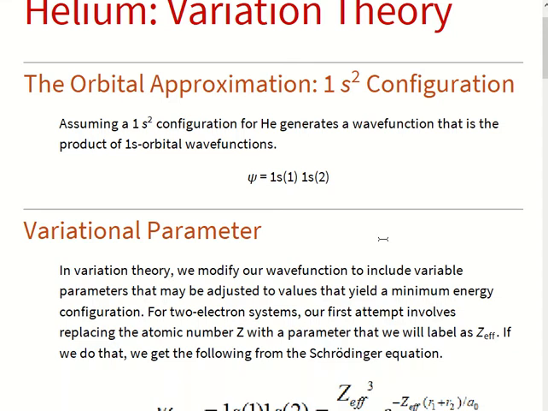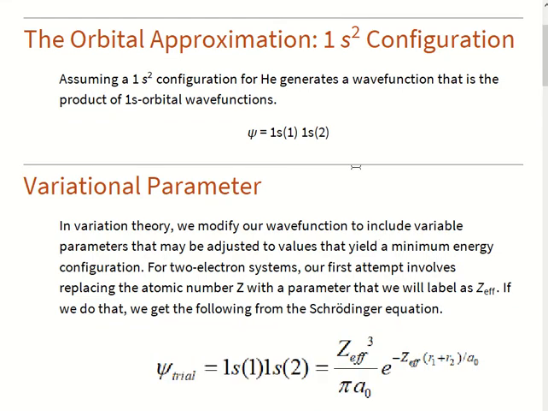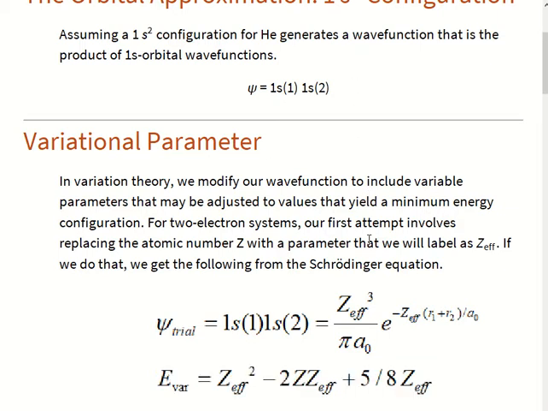Now, in variation theory, we start with a trial function, essentially an educated guess as to a wave function that could be applied to the system. And again, this 1s2 electron configuration is our trial wave function that we're going to use as our starting point. The idea of variation theory is that we're going to take this wave function and tweak it with variable parameters. That is, there are going to be elements of this wave function that we're going to adjust and modify to yield a minimum energy configuration.